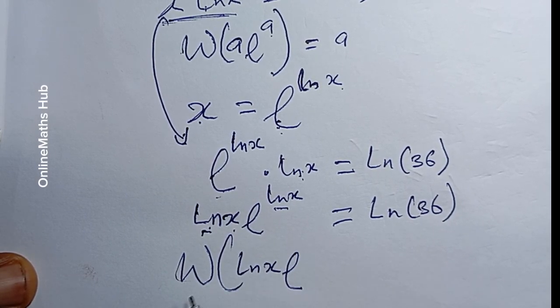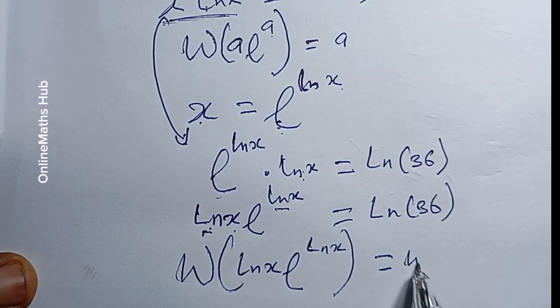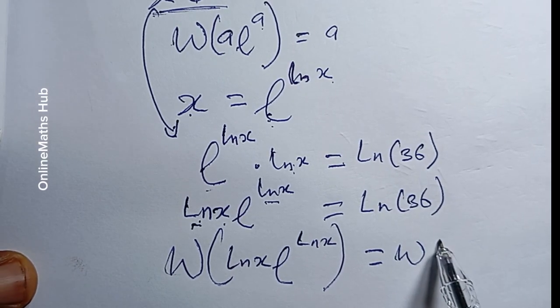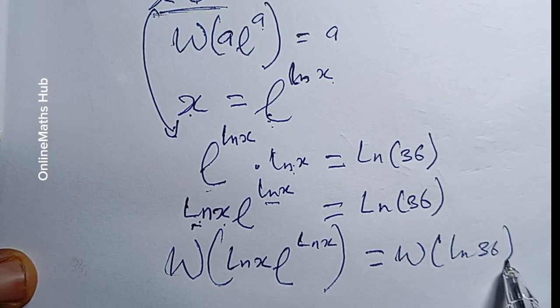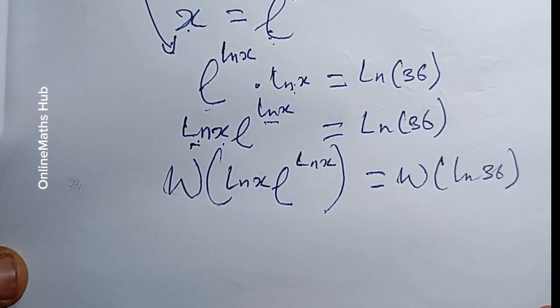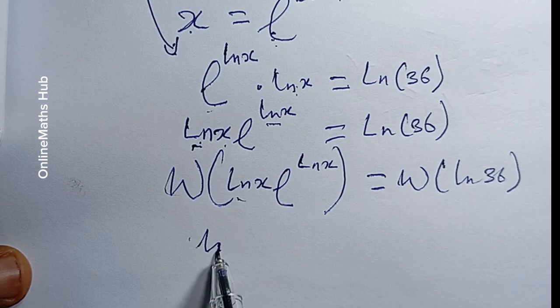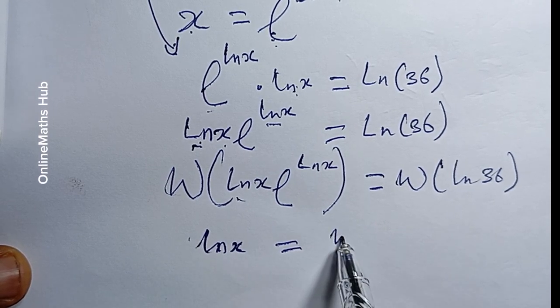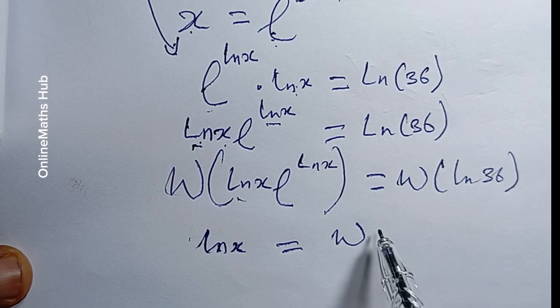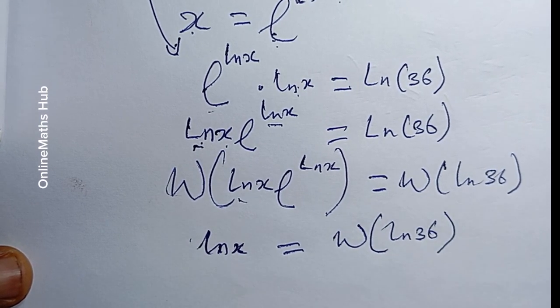That is, the Lambert W function of ln(x) e^(ln x) is equal to the Lambert W function of ln(36). Just like I mentioned, all of this is going to collapse to ln(x), and it is equal to W(ln(36)).